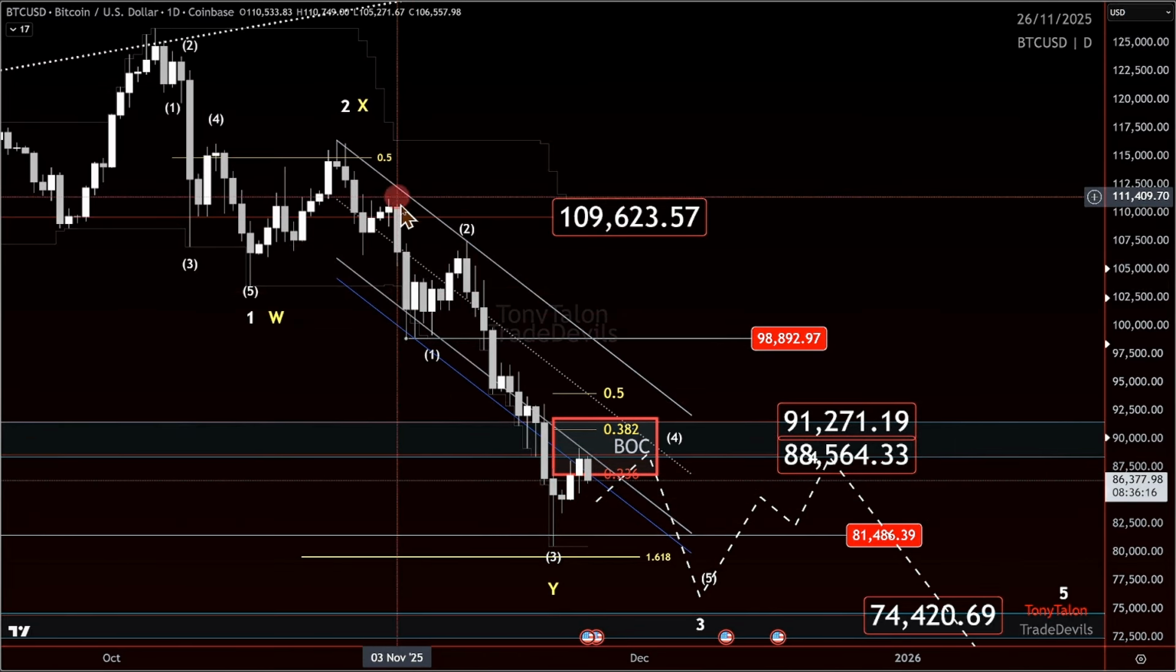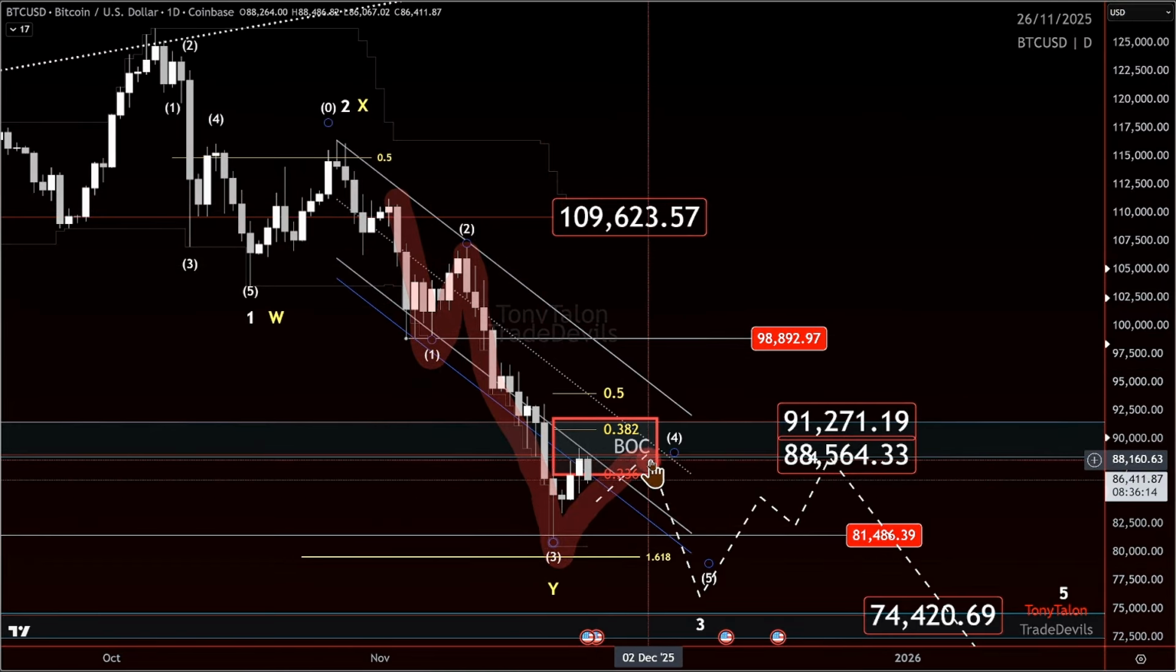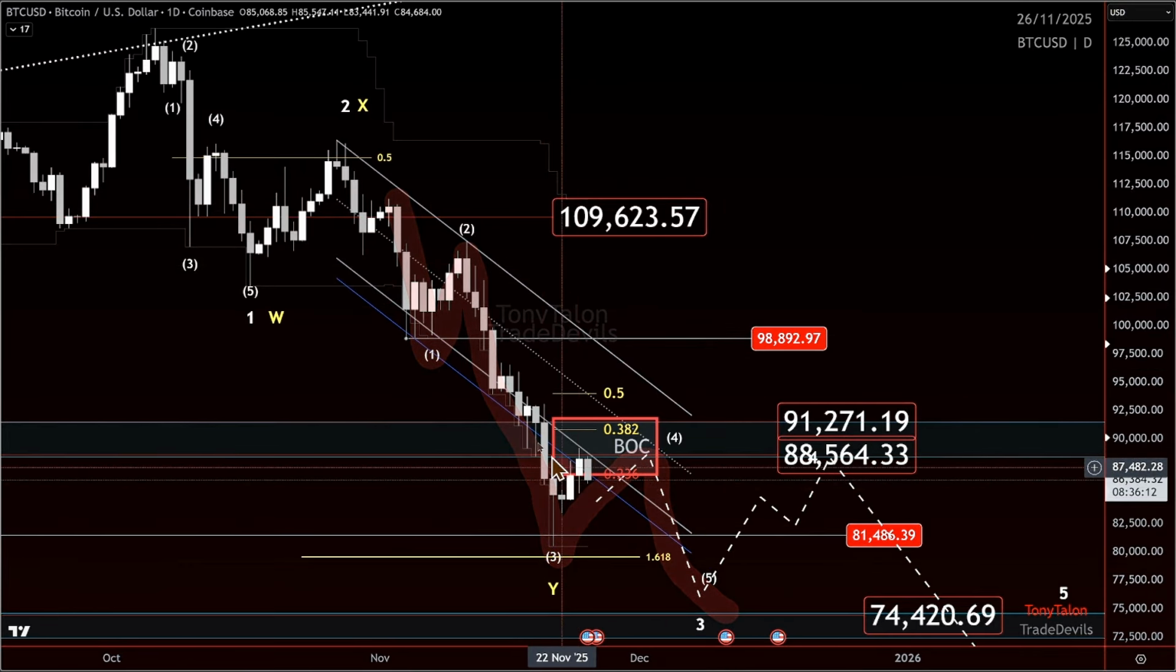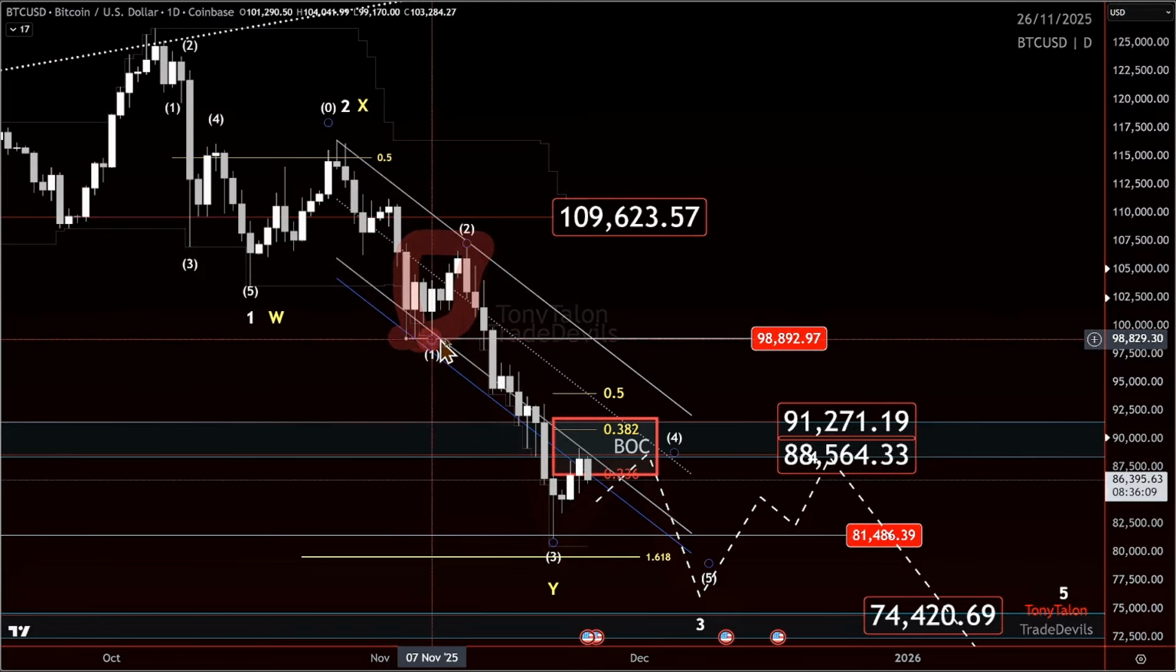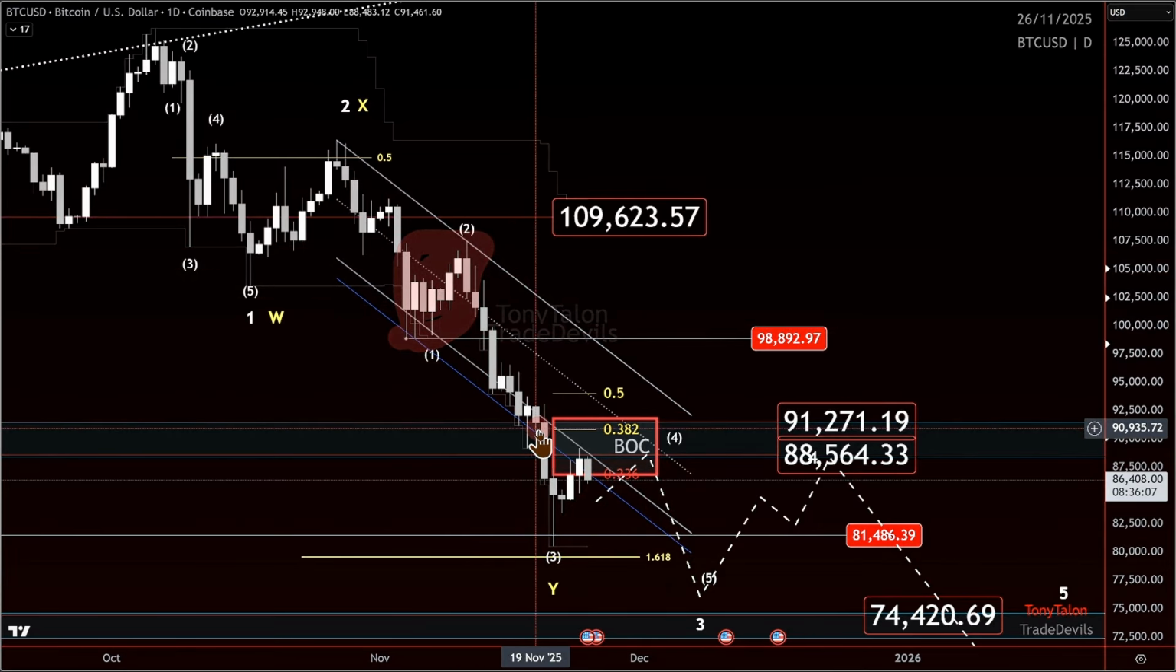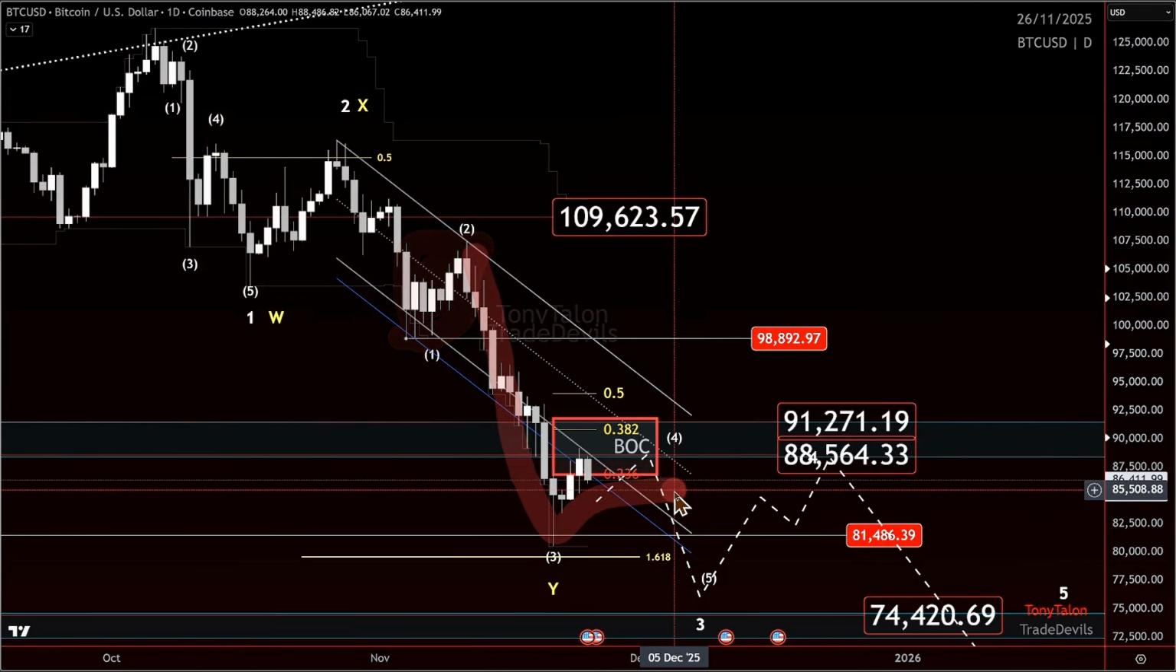I have missed moves because I counted the wave 2 and I was waiting for the wave 4 to develop more before I continued on. More times than not, though, with the right look, we're looking for the wave 2 to be shorter in time and the wave 4 to be longer in time.